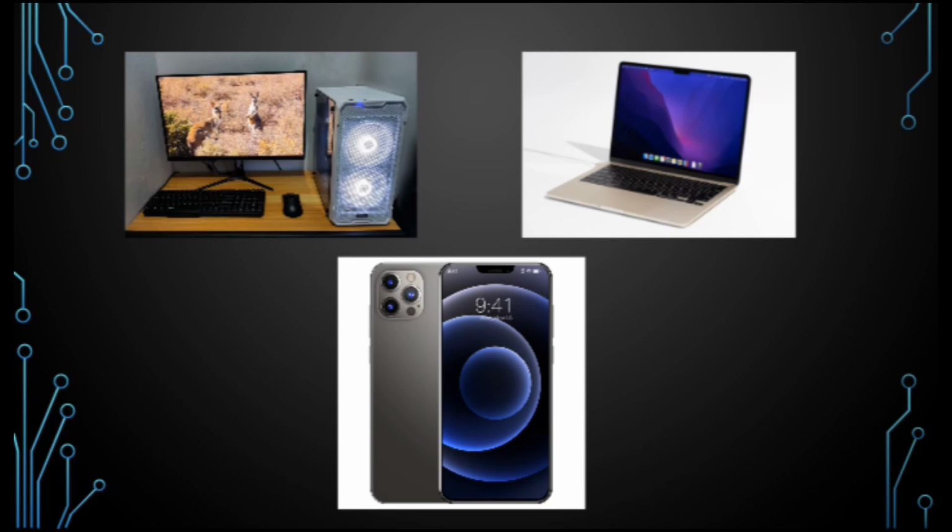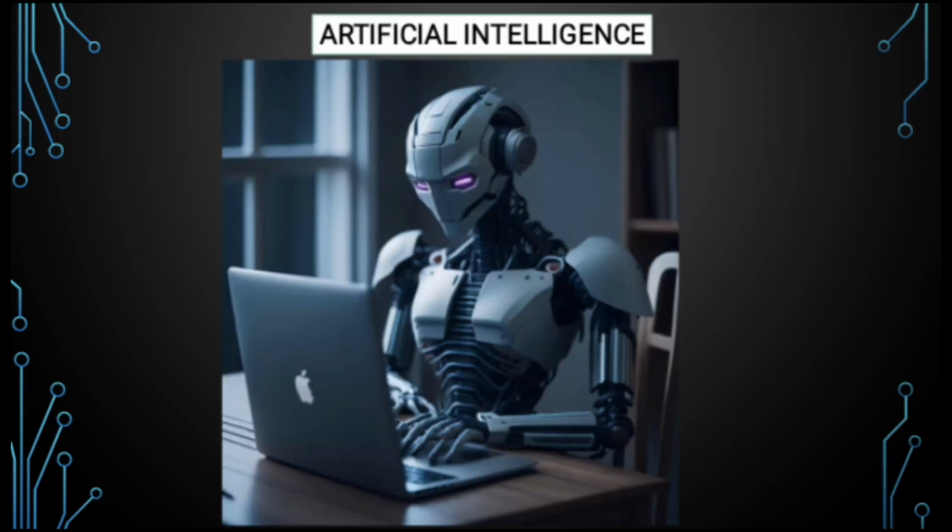These are examples of desktop, laptop, and smartphone. Another example, artificial intelligence: the theory and development of computer systems able to perform tasks that normally require human intelligence, such as visual perception, speech recognition, decision making, and translation between languages.